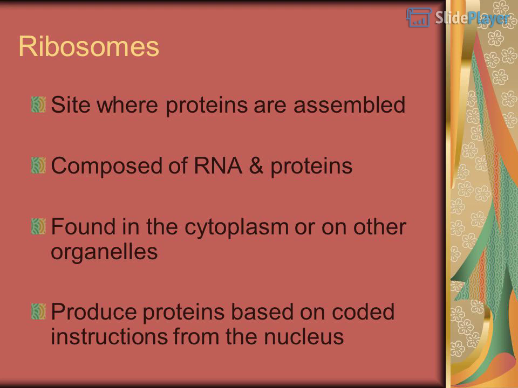Ribosome: site where proteins are assembled, composed of RNA and proteins. Found in the cytoplasm or on other organelles. Produce proteins based on coded instructions from the nucleus.